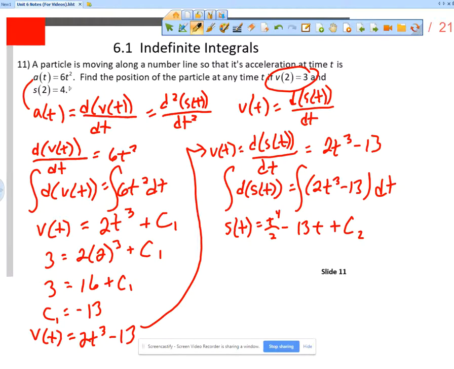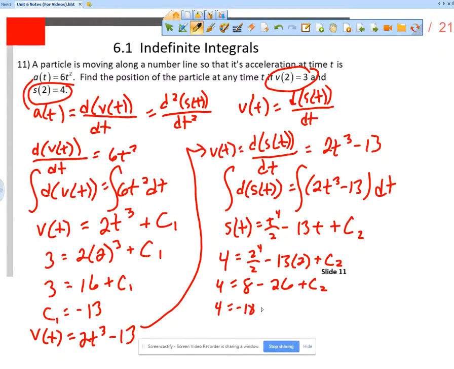All right, so now I'm going to use the fact that s of 2 is equal to 4. So 4 is equal to 2 to the fourth over 2 minus 13 times 2 plus c sub 2. So 4 equals 2 to the fourth is 16, over 2 is 8, minus 13 times 2, so 26, plus c sub 2. 8 minus 26 gives us negative 18. So 4 equals negative 18 plus c sub 2. Now I add 18 to both sides, and I get that c sub 2 is equal to 22.